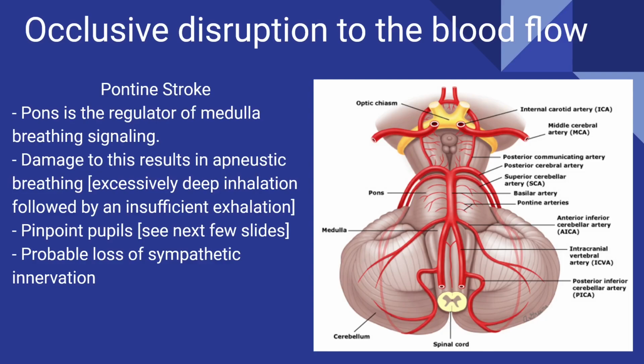It's a term to describe an excessively deep breath in and then an insufficient exhalation. So you have a very short exhalation after a big deep breath in. So you start to retain a lot of CO2. Other things you see with strokes, especially with pontine strokes, is pinpoint pupils. And I'm going to go through how pupillary change works in the next couple slides.